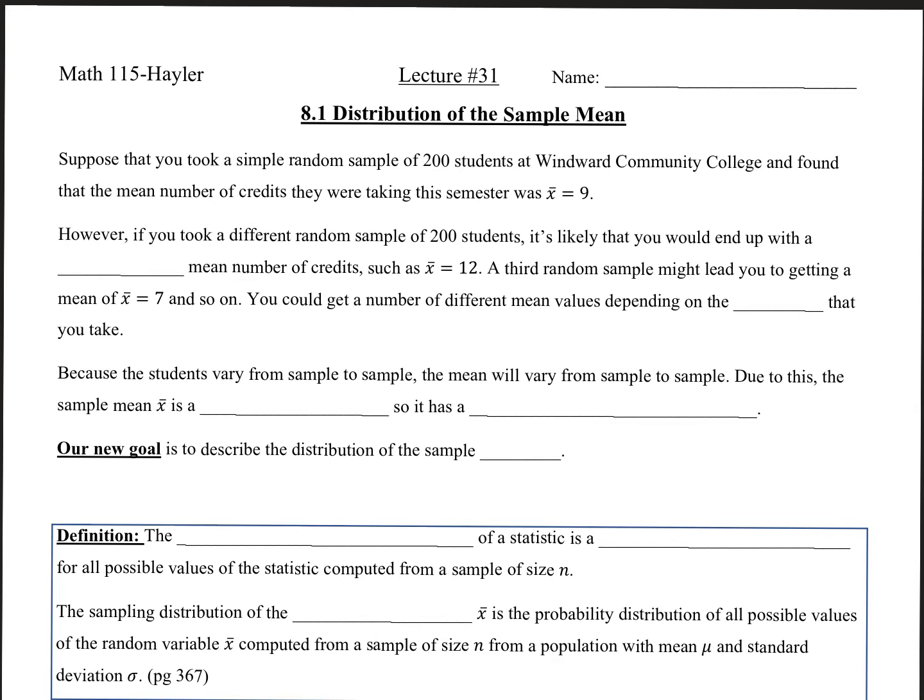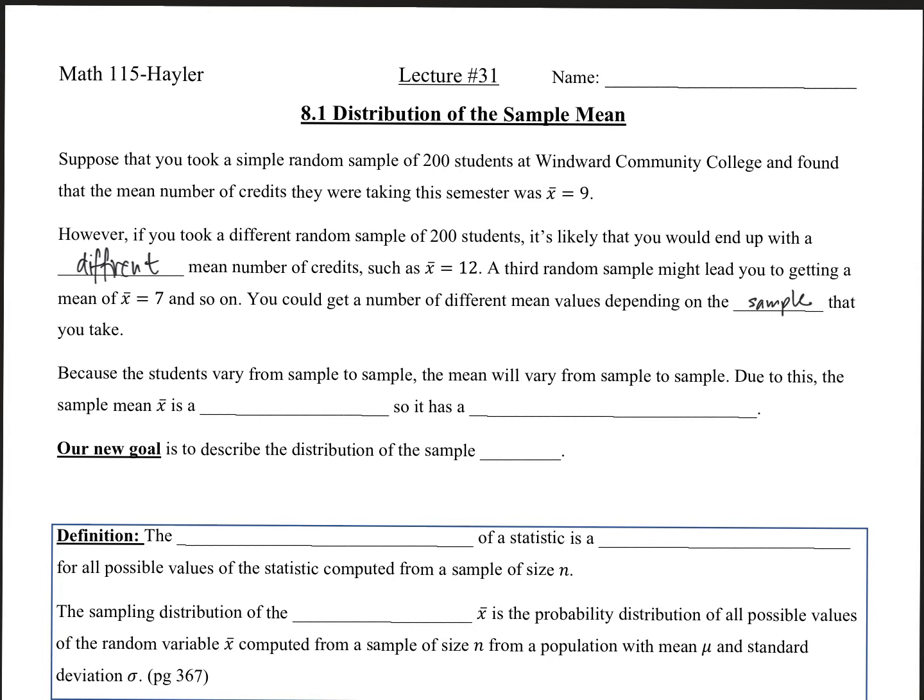Suppose that you took a simple random sample of 200 students at Windward Community College and found that the mean number of credits they were taking this semester was 9. However, if you took a different random sample of 200 students, it's likely you would end up with a different mean number of credits, such as 12. A third random sample might lead you to another mean of maybe 7, and so on. You could get a number of different mean values depending on the sample that you take.